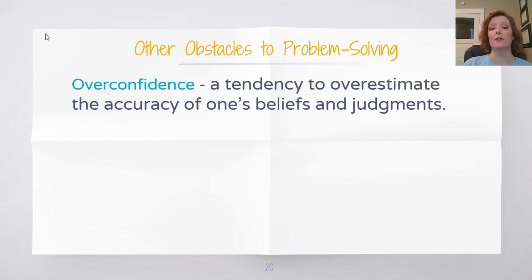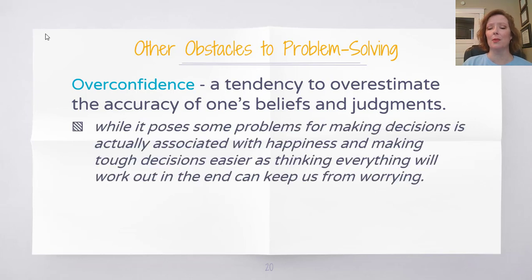There are some other obstacles to problem solving. One is overconfidence. This is the tendency to overestimate the accuracy of one's beliefs and judgments. While it poses some problems for making decisions, it's actually associated with happiness and making tough decisions easier, as thinking everything will work out in the end can keep us from worrying.